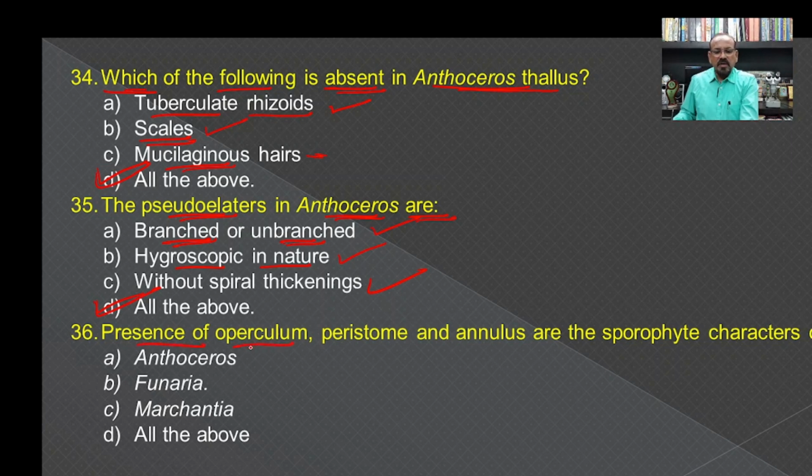Then presence of operculum, peristome and annulus are sporophyte characters of... So such types of structures are only present in the Funaria sporophyte or the capsule.